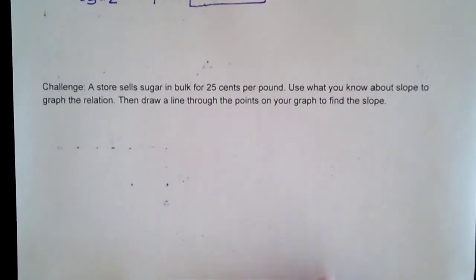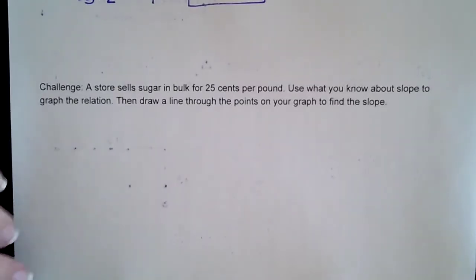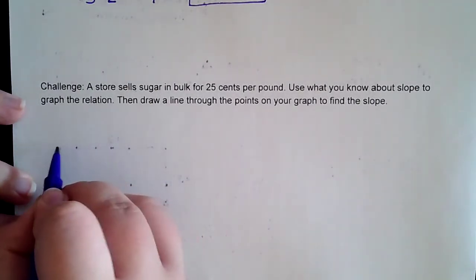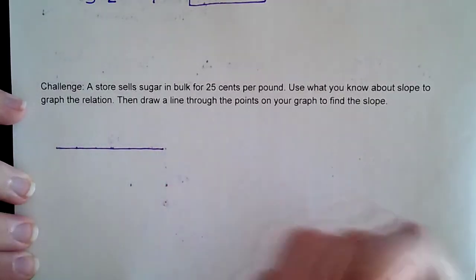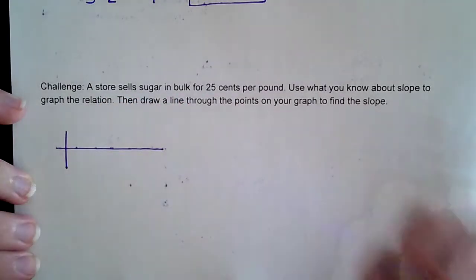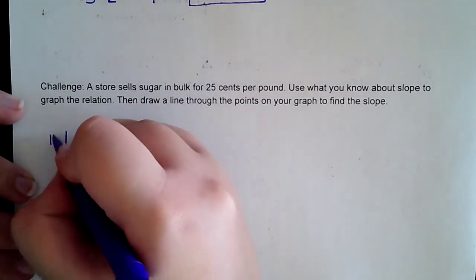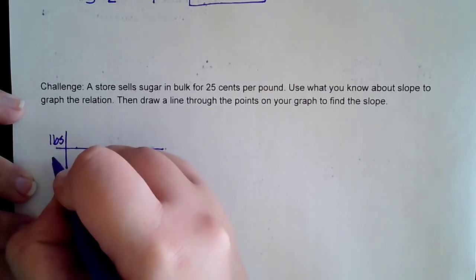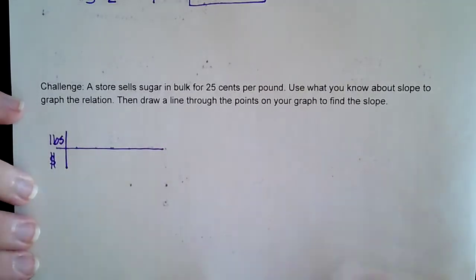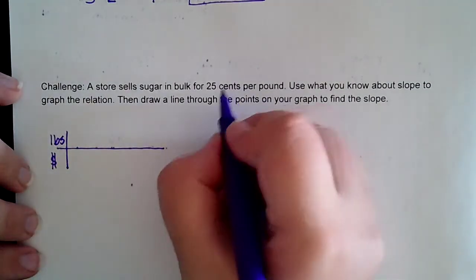All right, last one here, challenge problem. A store sells sugar in bulk for 25 cents per pound. Using what you know about slope, graph the relation, and then draw a line through the points on your graph to find the slope. So we've been making a lot of tables, and often when I don't have a lot to go on, that's my first thought, is let me go ahead and make a table to see what this looks like.